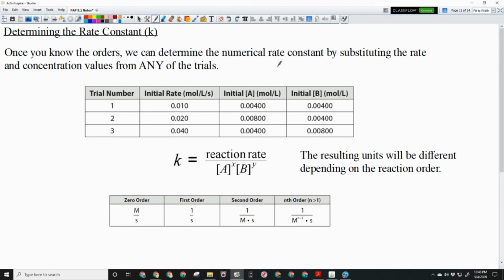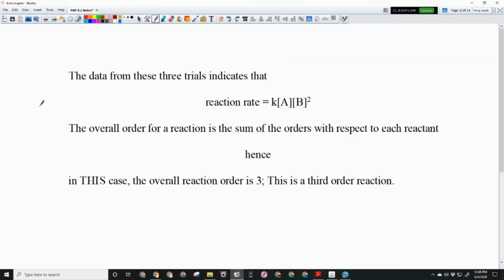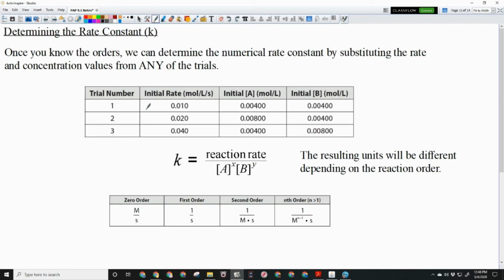All right, so from that, once you know the reaction orders, we can determine the rate constant, which is K, because now we have everything but K. Looking back at this, we have our overall reaction rate. We have the reaction order. This is 1 and 2. We know these concentrations, so we can rearrange this to solve for K now, the proportionality constant.